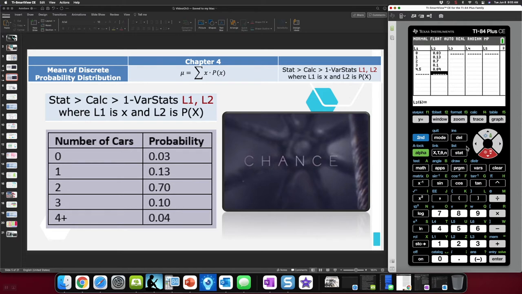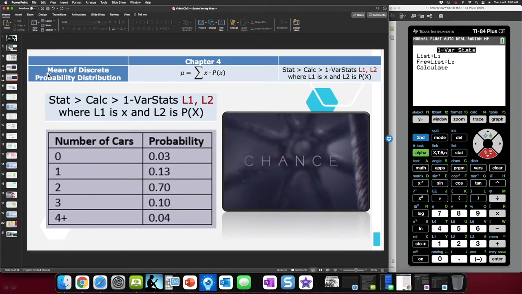And then it tells us, on the formula card under Chapter 4, Stat Calc 1 Var Stats, we already have L1. And then, of course, the L2 is in blue. So we'll do second L2 and then calculate. The mean is equal to the expected value. It even says mean here.